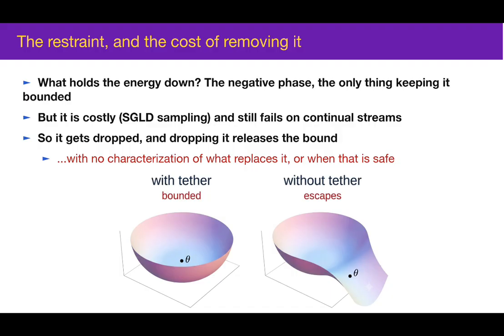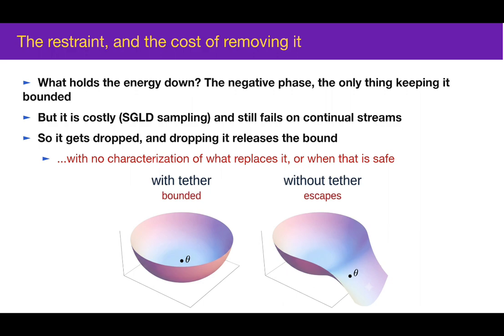So then if the energy can keep dropping, what normally stops it? And the answer is a mechanism called the negative phase. Energy model training actually has two parts: the positive phase that pushes energy down on real data, and the negative phase that pushes it back up on the imagined sample. Together they stay balanced, and the negative phase is basically the wall that keeps the energy from collapsing.